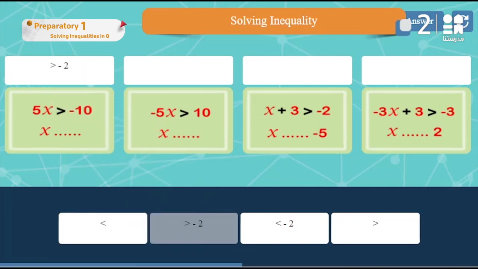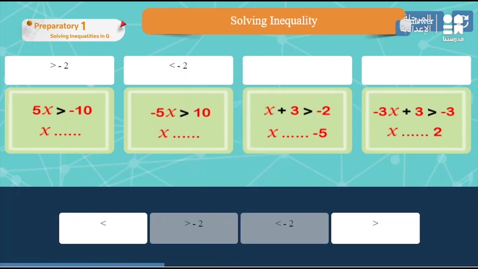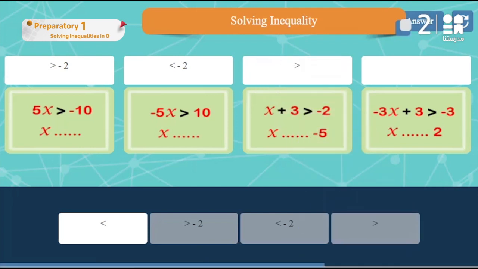Exactly. The signs remain unchanged. That is correct. We changed the direction of the sign. Good job.